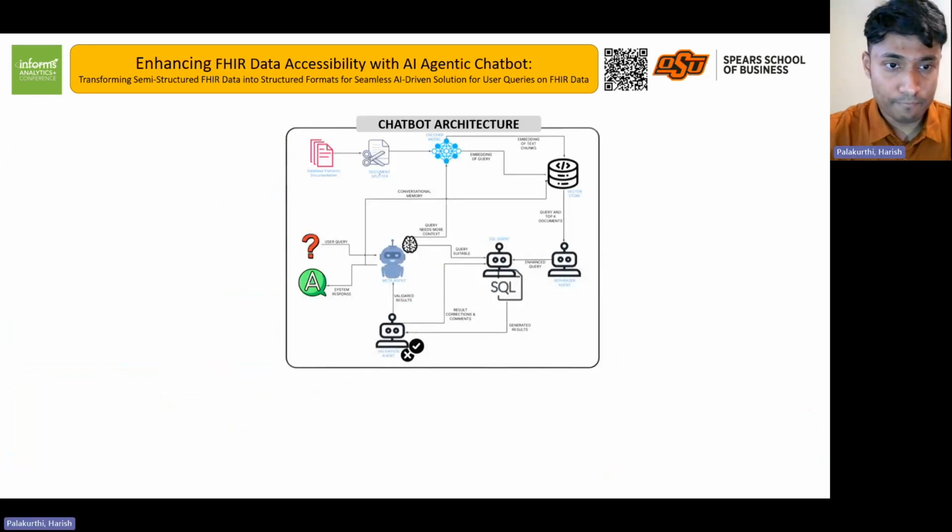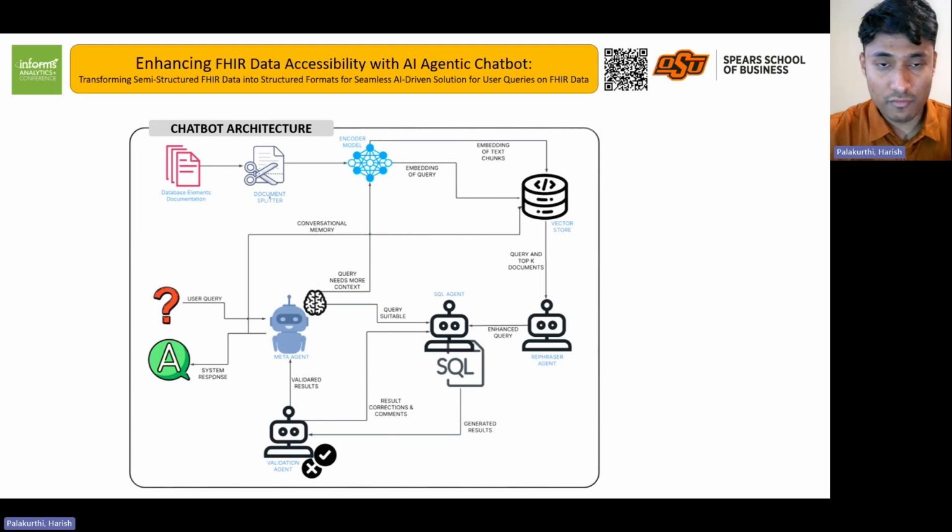why this chatbot? We have stored the data at resource level in databases, but for researchers to work on it, they need to send a natural language query and get the results out of it. For that, the first step is the document extractor. All these tables in the database have definitions, and each column has a definition and a function. We have taken all those things and put them in different documents, and then converted those documents into embeddings. Then the embeddings are stored in a vector database.